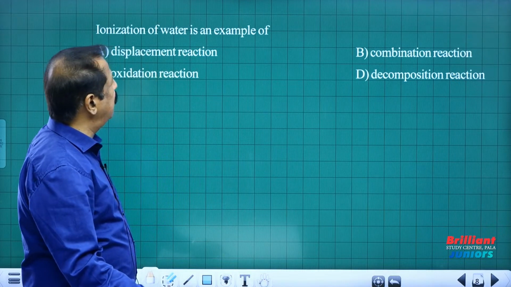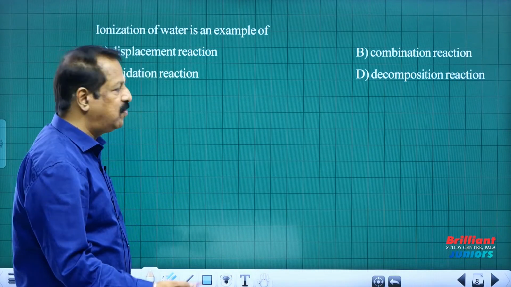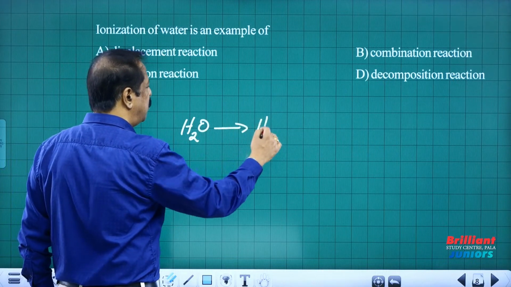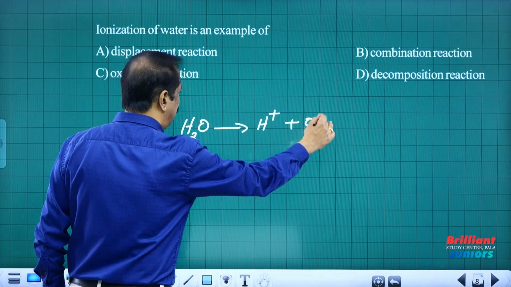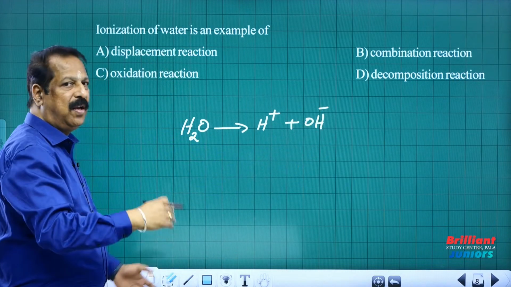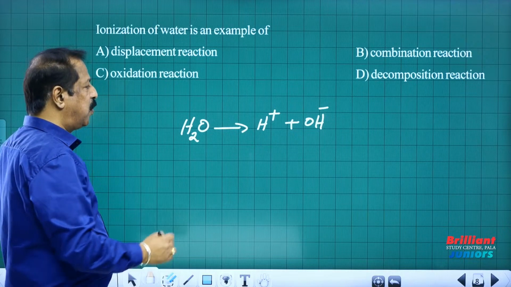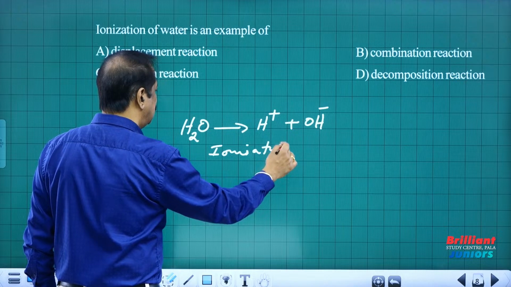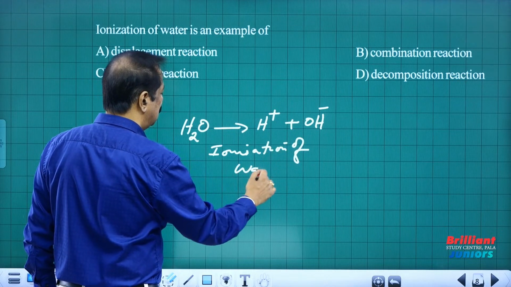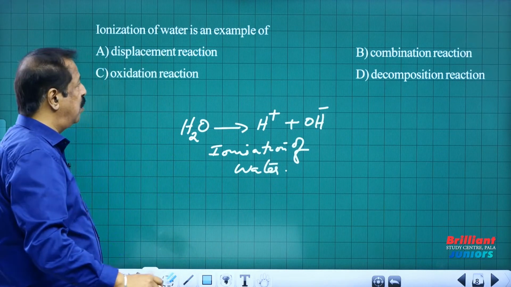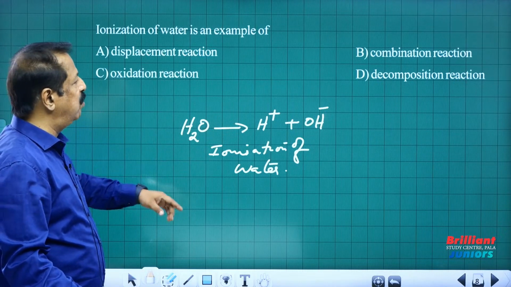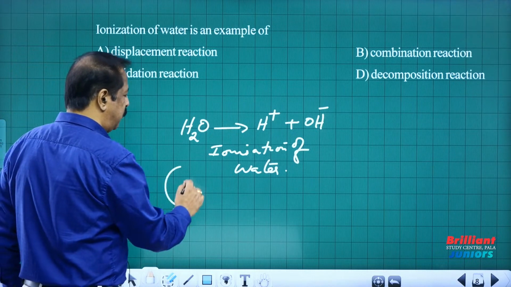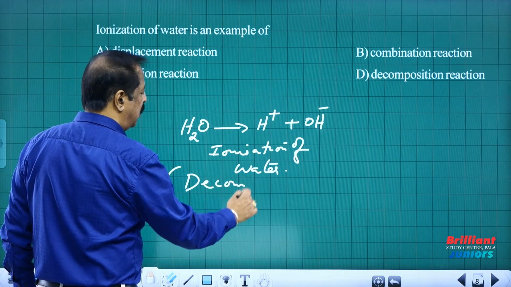And the next one: ionization of water is an example of. Ionization of water means H2O changes to H plus and OH minus, and OH minus will again change to give oxygen and hydrogen. This process is called ionization of water. The options are displacement reaction, combination reaction, oxidation reaction, decomposition reaction. So this is an example of a decomposition reaction.